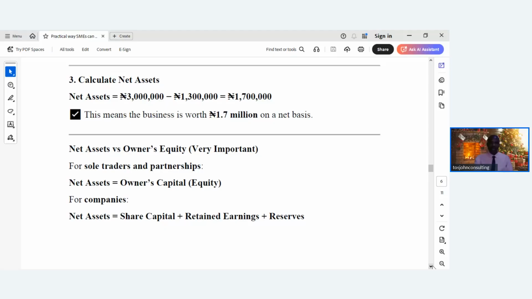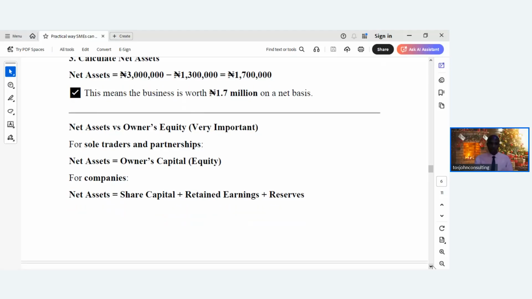So net asset versus owner's equity. What's the difference? For sole traders and partnerships, net asset equals the owner's capital. That is your equity. For companies, your net asset is share capital plus your retained earnings plus your reserves.